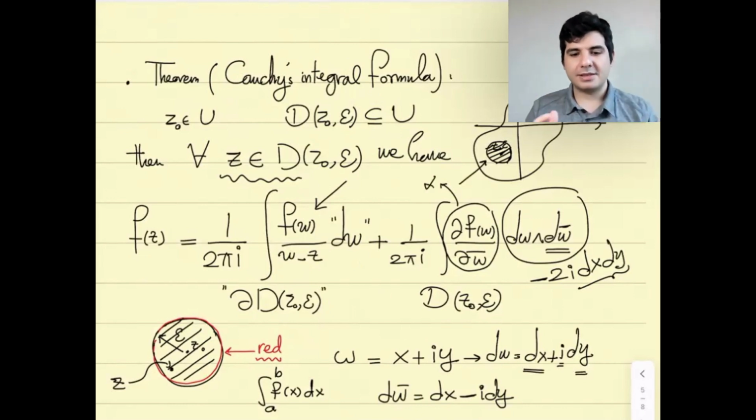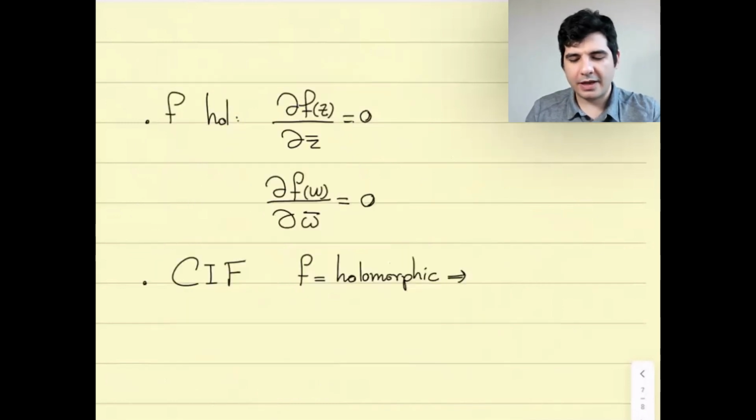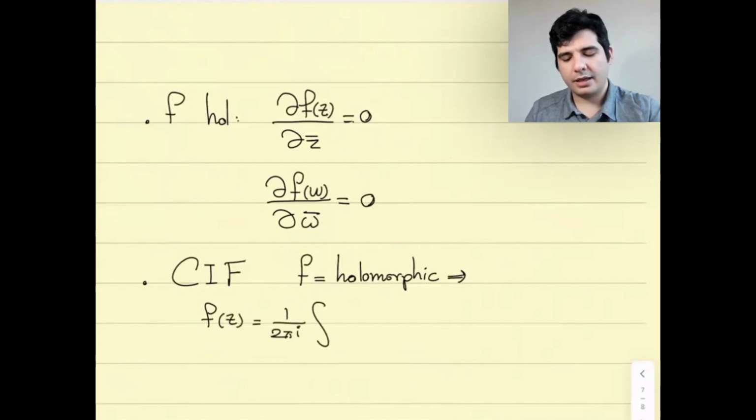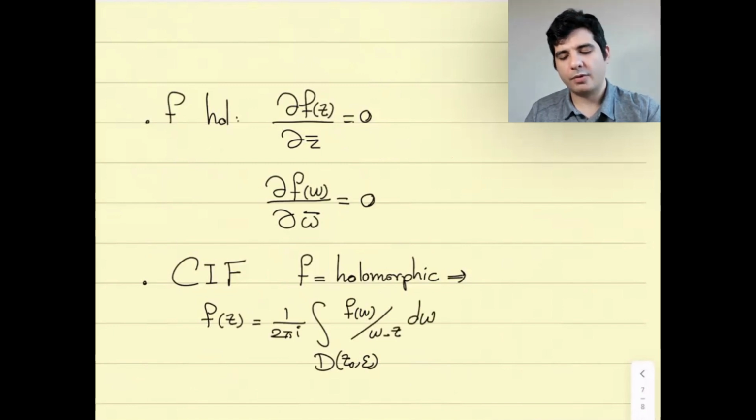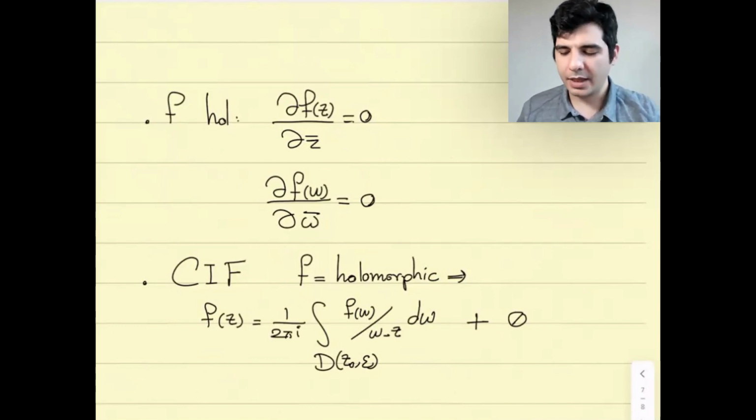But the theorem is stated for a general, say, differentiable or continuous function, even in the real sense. We are not assuming f is complex differentiable here. F being smooth in the real sense is enough. So if f is holomorphic, then f of z would be equal to 1 over 2 pi i, integral over the boundary of the disk with radius epsilon, f of w over w minus z dw, right? So the other term would be 0 and would not appear, okay?